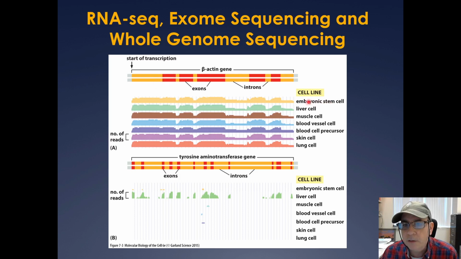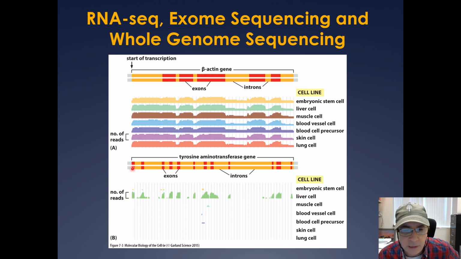And so if you were to isolate RNA from all of these different cell types, embryonic stem cell, liver cell, muscle cell, blood cells, skin cells, lung cells, and you were to sequence the RNAs that were present in those different cells, you can see here how it sort of maps to the genome, okay? And so it's not surprising that in every single one of these cell types, the beta-actin gene is actually expressed. But if you look at the tyrosine aminotransferase gene in those same cell types, you'll see that it's pretty much only expressed in the liver cells.